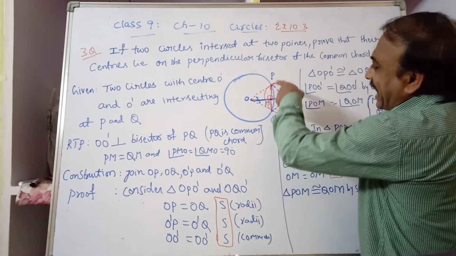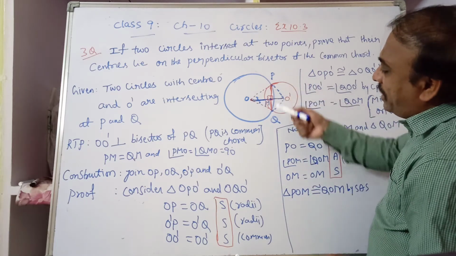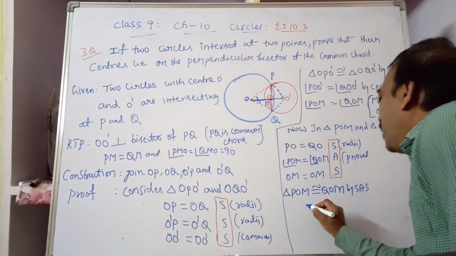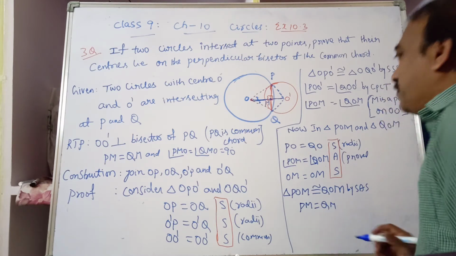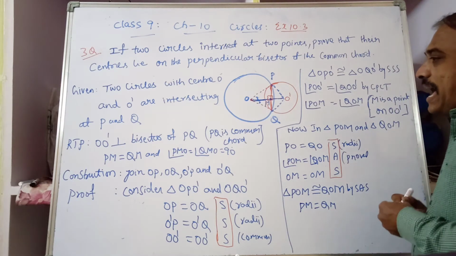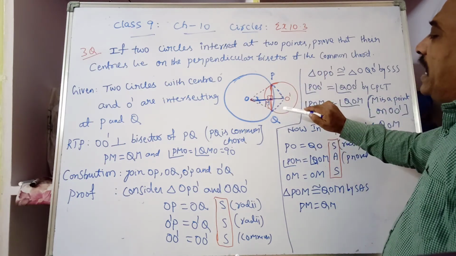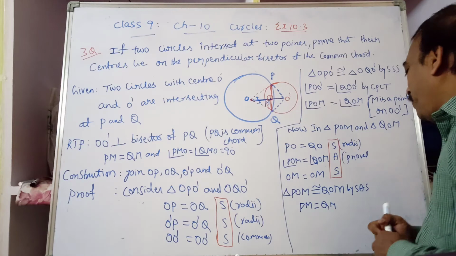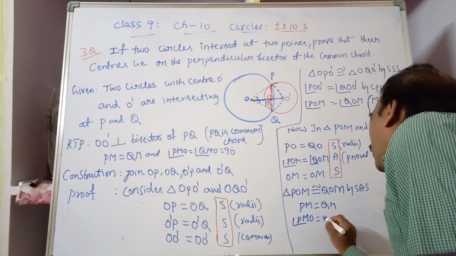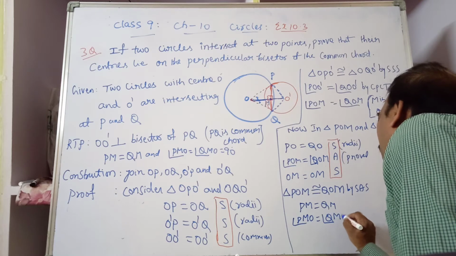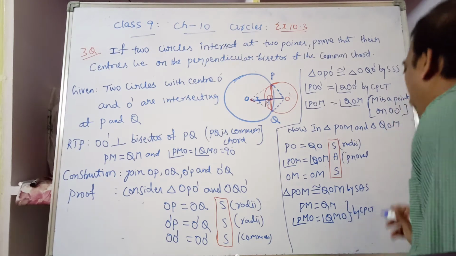Once the triangles are congruent, by CPCT, corresponding parts, PM is equal to QM. PM is equal to QM, that is by CPCT, and angle PMO is equal to angle QMO. Angle PMO is equal to angle QMO. This is by CPCT.